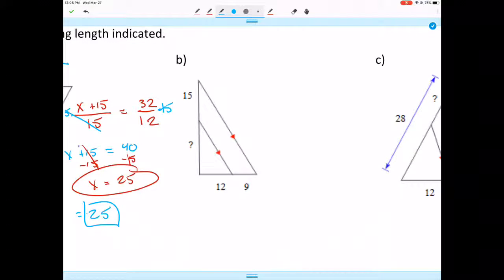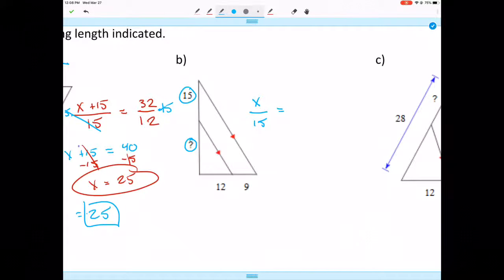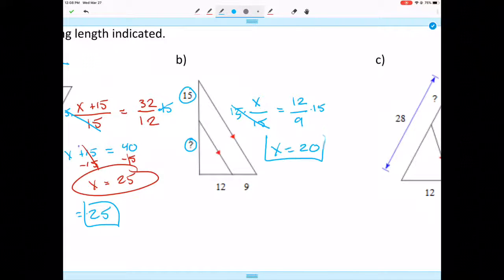So, let's look at this one. Question mark x, the corresponding side would be 15, equals 12 divided by 9. Multiply both sides by 15. We get x equals, let's see, 12 times 15 divided by 9 ends up giving us 20. Okay.